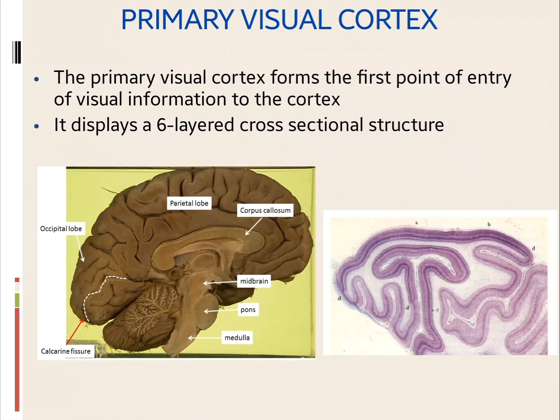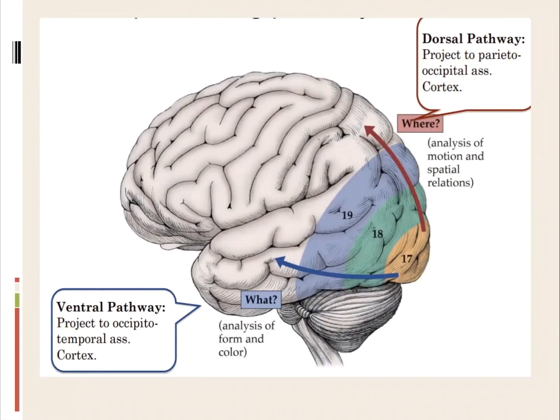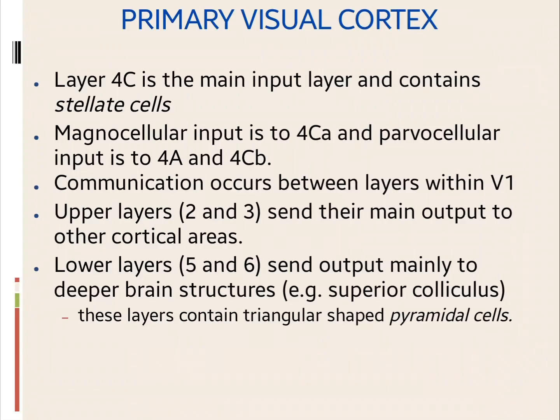The primary visual cortex forms the first point of entry of visual information to the cortex. It displays a 6-layer cross-sectional structure. As we see in the picture, we have the occipital lobe, calcarine fissure, midbrain, pons, medulla, parietal lobe. So as I was saying, at the back we have area 17, 18, and area 19.